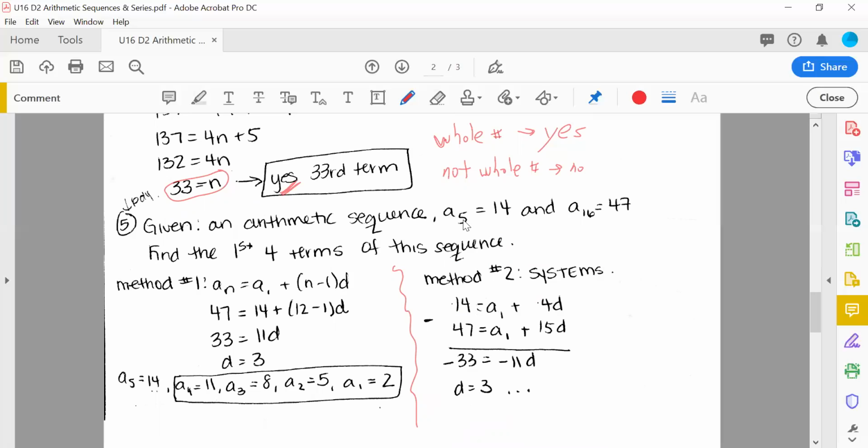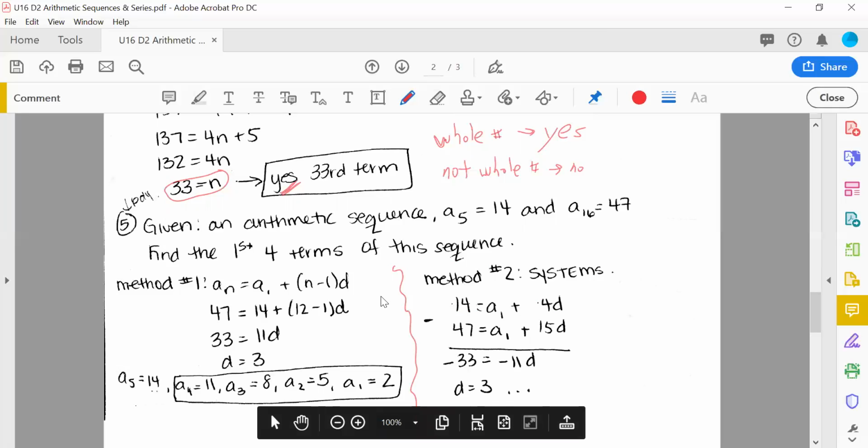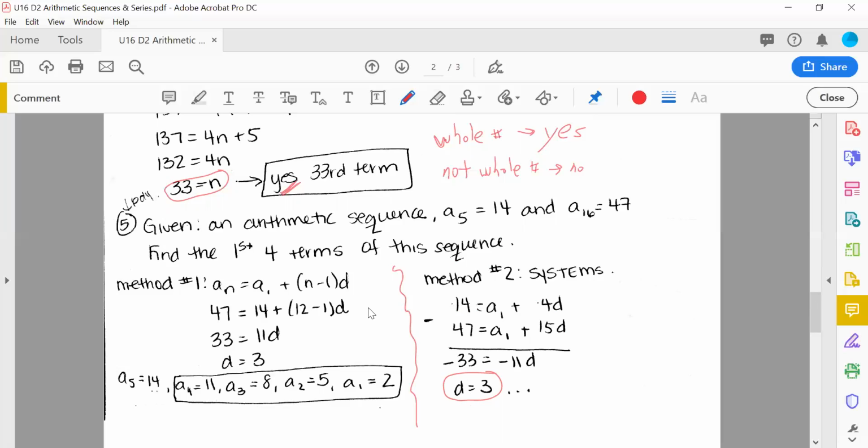And we have to add it 4 times. Why? Because we're getting to the 5th term. Remember, it's always 1 less than the term you're trying to find. 47 is the 16th term. So you're taking the first term plus 15 times the common difference because it's the 16th term. Then solve it out. You can subtract them. Negative 33. The addition method, or in this case, the subtraction method, is negative 11 times d, and you'll get d equals 3.